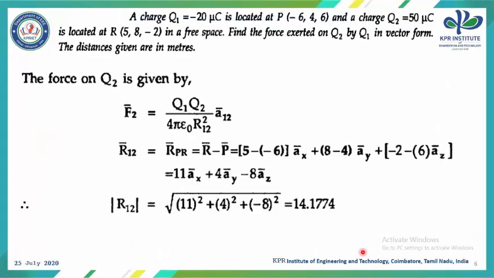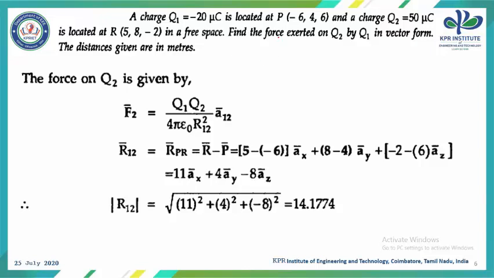Look at the problem. A charge Q1 equal to minus 20 microcoulomb is located at the point (minus 6, 4, 6), and a charge Q2 equal to 50 microcoulomb is located at R of (5, 8, minus 2) in free space. Find the force on Q2 by Q1 in vector form. The distances are given in meters.